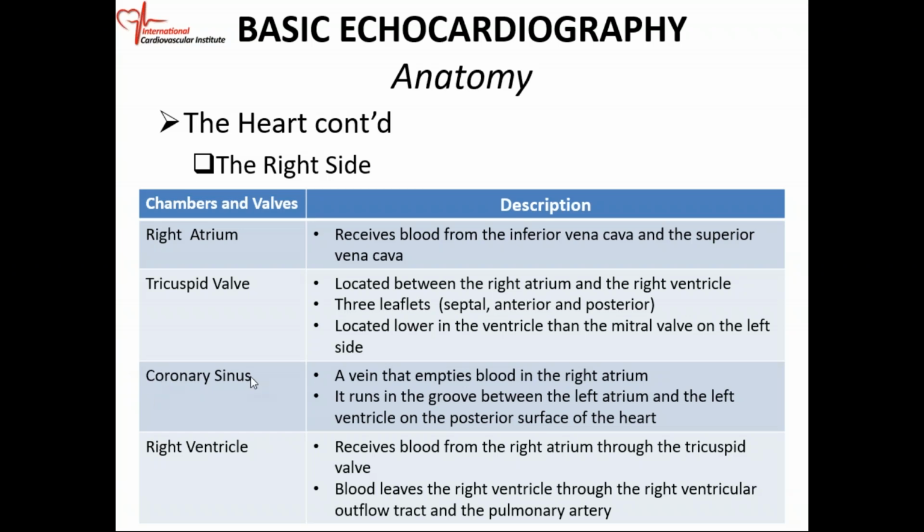All right, the coronary sinus, that's a vein that empties blood into the right atrium. It runs in the groove between the left atrium and left ventricle on the posterior surface of the heart. And the right ventricle receives blood from the right atrium through the tricuspid valve. Blood is going to leave the right ventricle through the right ventricular outflow tract and into the pulmonary trunk to the pulmonary arteries. Okay?